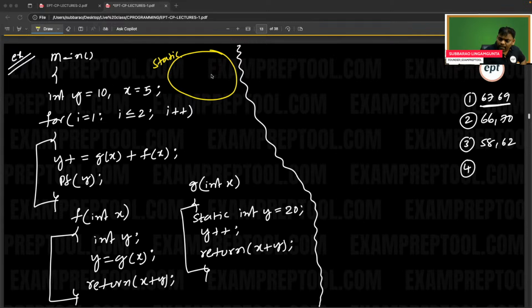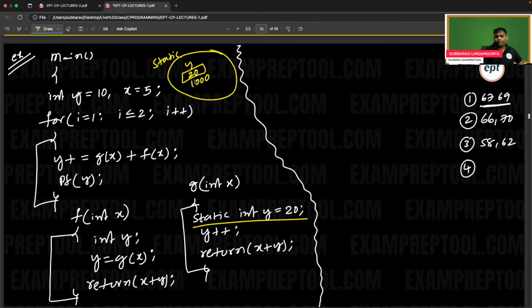In the static area, even though the variable is local, if the static keyword is there, memory will be allocated in the static area. Can you check how many places static is there? Only one place has the static keyword. Let me write here. Y is 20, address 1000. Compile time itself memory is allocated.